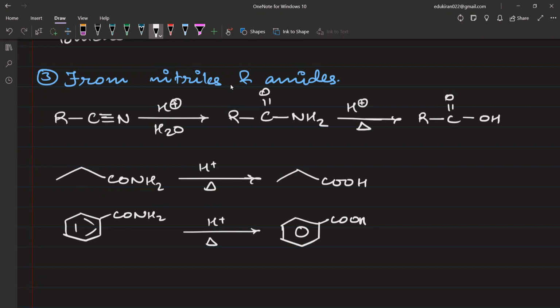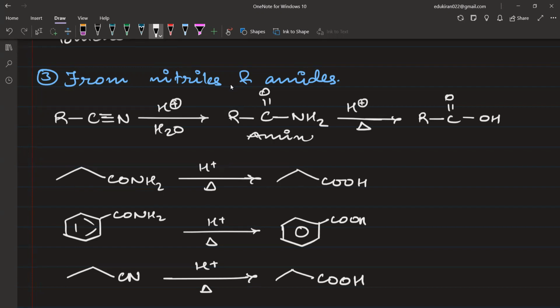If you have been given nitrile, for example, then here also the same thing. H plus, first of all, will convert it to CONH2, and then with heat and H plus, it is going to convert to COOH. If there is no heat, then you will stop at amide. This is carboxylic acid.